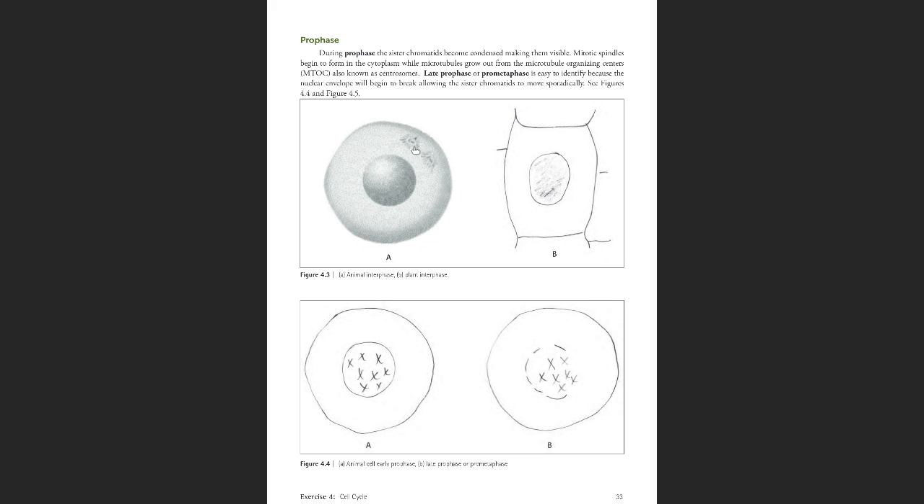This is for sure an animal cell, because not only is the geometric form round, but also because of the presence of this pair of centrioles. Okay?